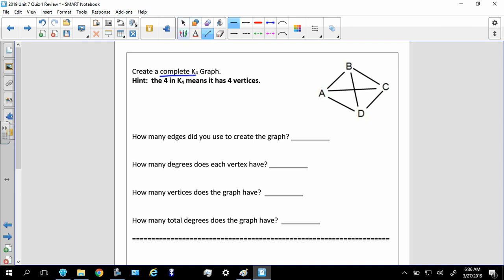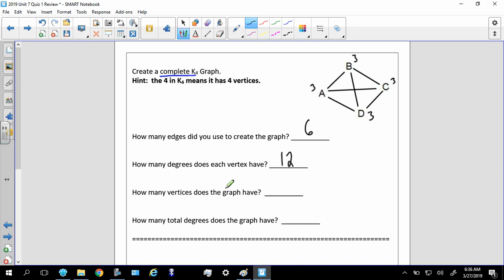There we go. So from here, we're just going to answer questions. First off, how many edges did you use? Well, that just means how many lines did you use? Let's see, 1, 2, 3, 4, and 2 in the middle. That's a total of 6. How many degrees does each vertex have? Well, if you notice, each vertex has 3 degrees because 3 edges are touching it. So that's a grand total of 12.